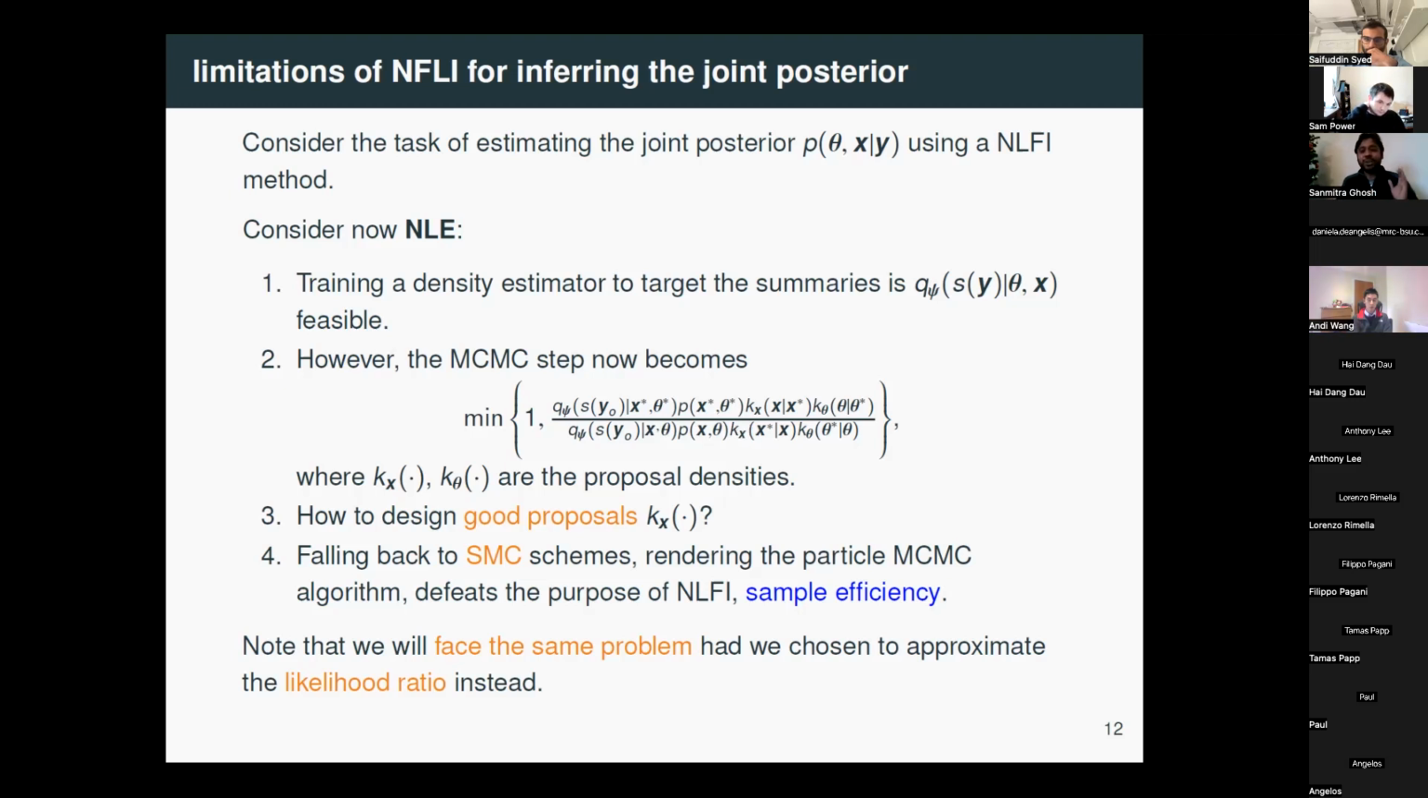But remember, as soon as you go to particle MCMC, you are back into high simulation cost and lower sample efficiency, because for each parameter sample, you have to run a particle filter. For complex models, you may need a large particle size, and then it basically defeats the purpose of doing NLFI. And remember, this is the same problem we'll have if you want to do likelihood ratio estimation. So basically, we are stuck here for the joint density.